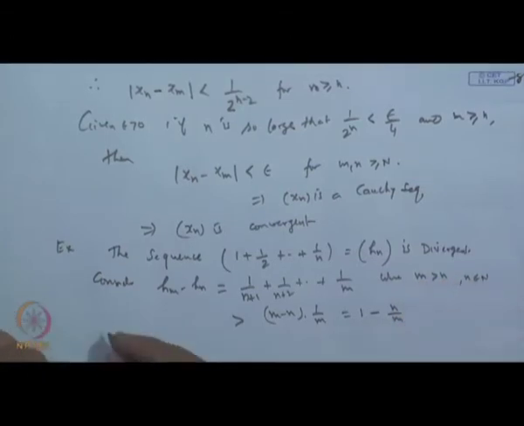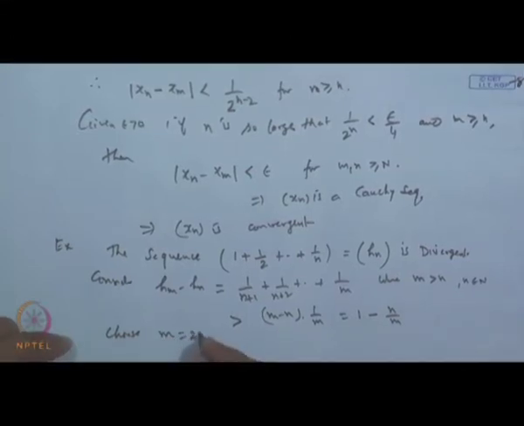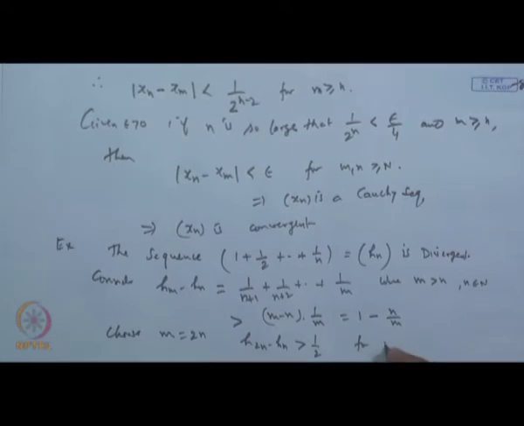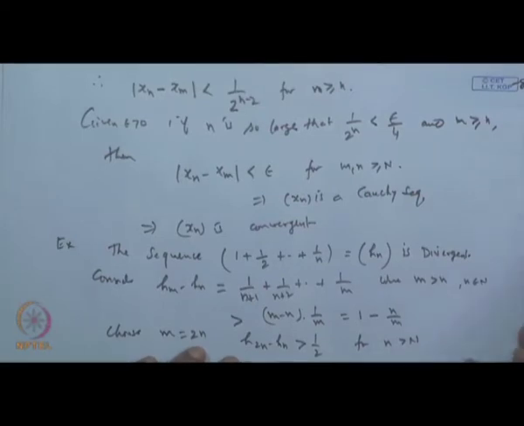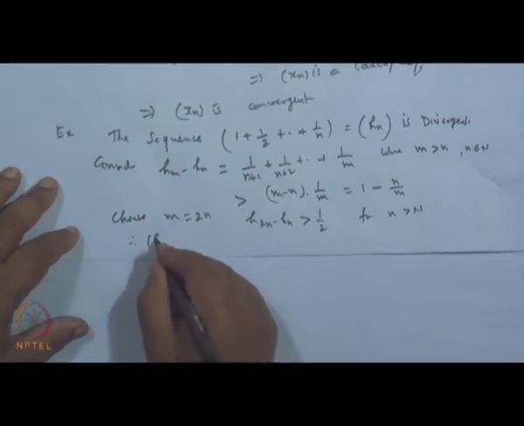Now, m and n are arbitrary numbers, because one can choose m and n as integers. So I choose m to be equal to 2 n. Then what happens, this difference h 2 n minus h n is greater than half, and this is true for all n greater than capital N after a certain stage. So this sequence cannot be a Cauchy sequence. So the sequence h n is not Cauchy.